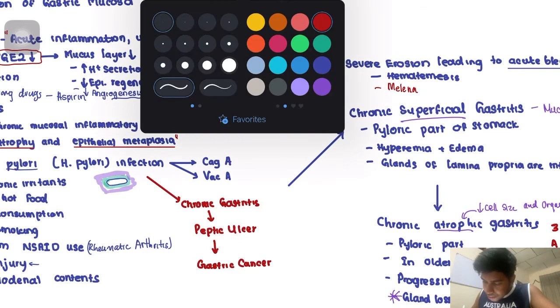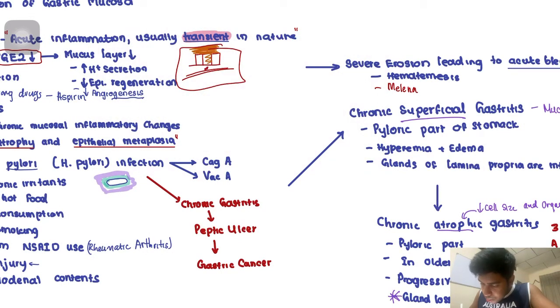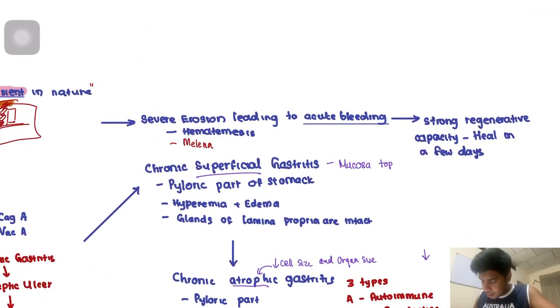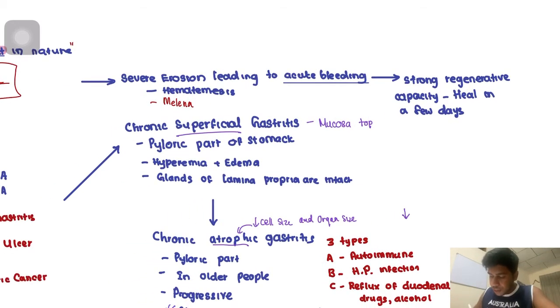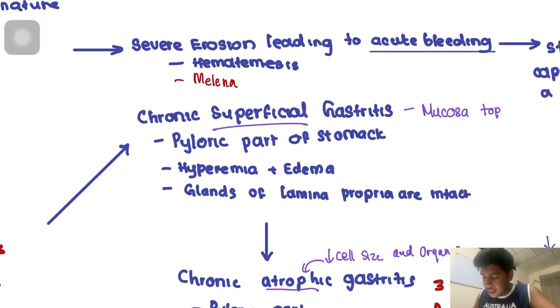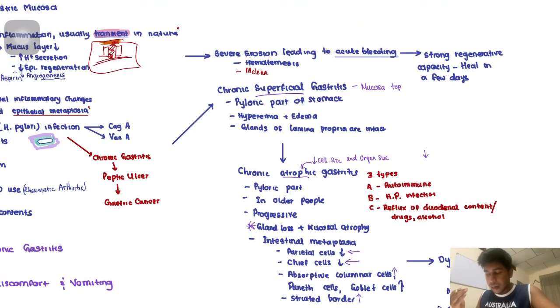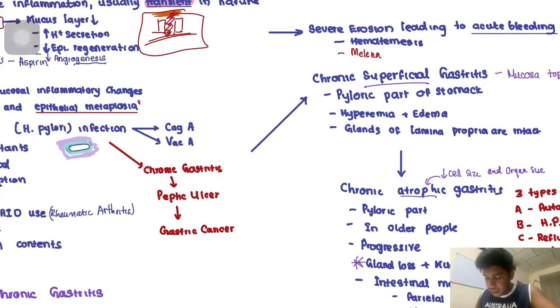And what happens then? It's going to penetrate through this layer, expose the blood vessels, and damage them, causing bleeding. This can lead to acute bleeding. Acute gastritis can lead to acute bleeding. But usually the stomach has a very strong regenerative capacity, so it will heal in a few days, but you may get these symptoms: hematemesis or melena. I told you what melena is. Melena is basically tar-like stool containing blood breakdown products.